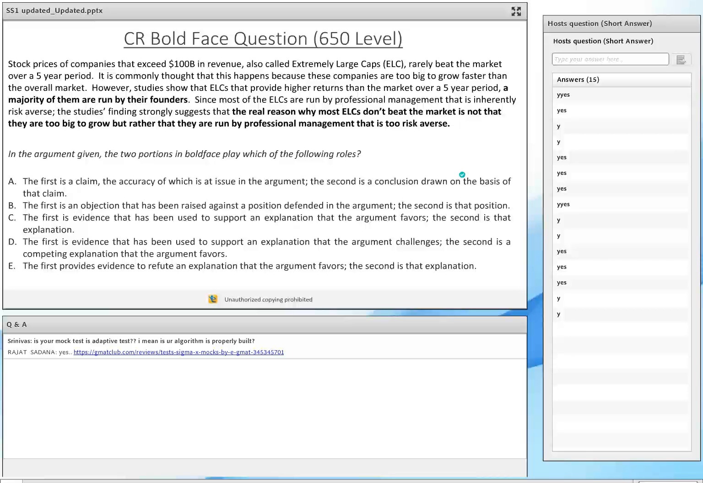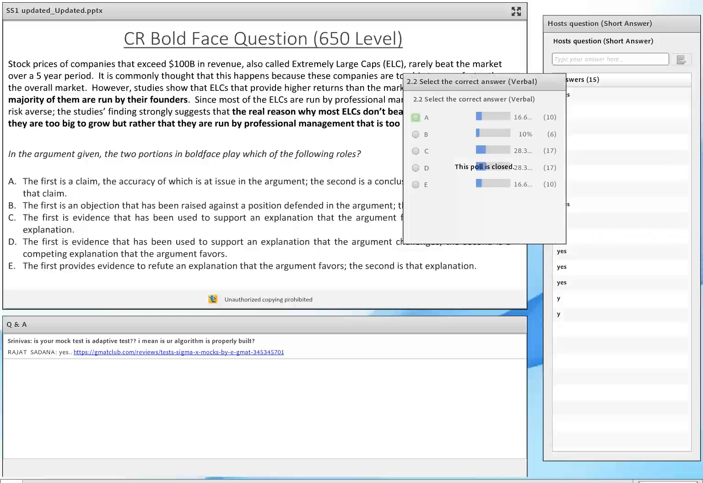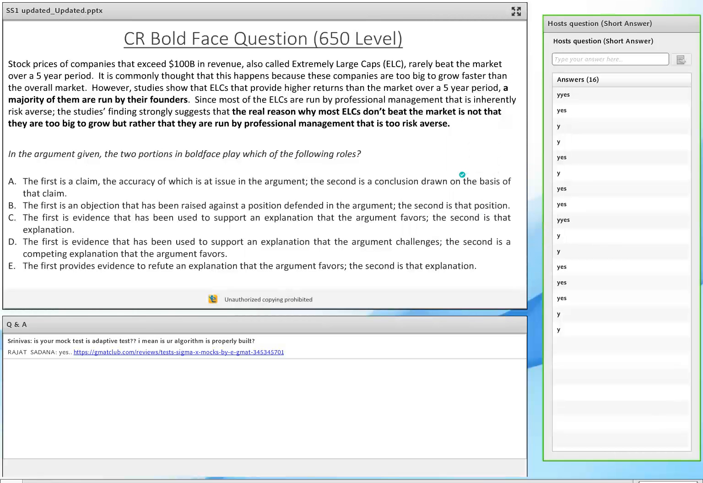All right, so I'm going to show you the poll responses over here. Choices A and E were quite popular, and B, C, and D were actually the most popular choices. So let's look at choice A. Choice A says the first is a claim. Remember, the first is a majority of them run by their founders. Is that a claim? Boldface one, no, it's not a claim. Do we doubt the accuracy of first? Does anyone challenge, no, a majority of them are not run by their founders? No, we don't doubt the accuracy of first. And because of which choice A is incorrect.